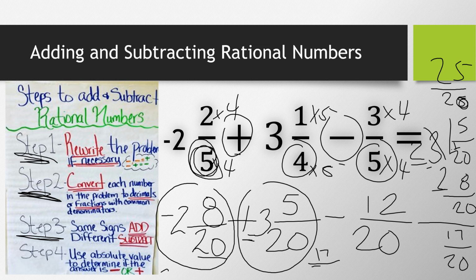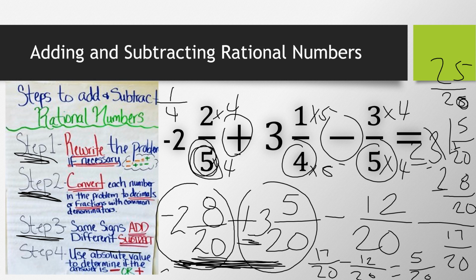However, I'm not done. This equals 17 20ths because what I did was 3 and 5 20ths minus 2 and 8 20ths. They had different signs, so I subtracted, and I know my answer is going to be positive. So I got positive 17 20ths. Now I'm going to subtract 12 20ths. My denominator is obviously going to be 20. That's not going to change. My numerator is going to be 5. 5 20ths is also equal to 1/4. So I know my answer is 1/4.